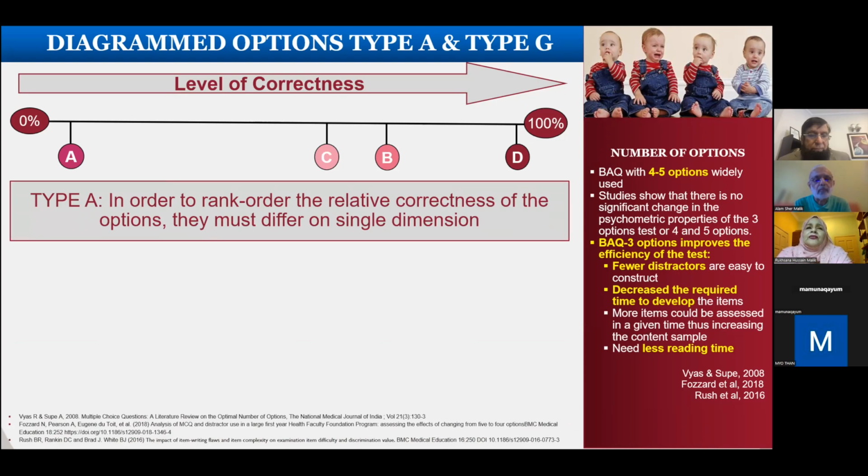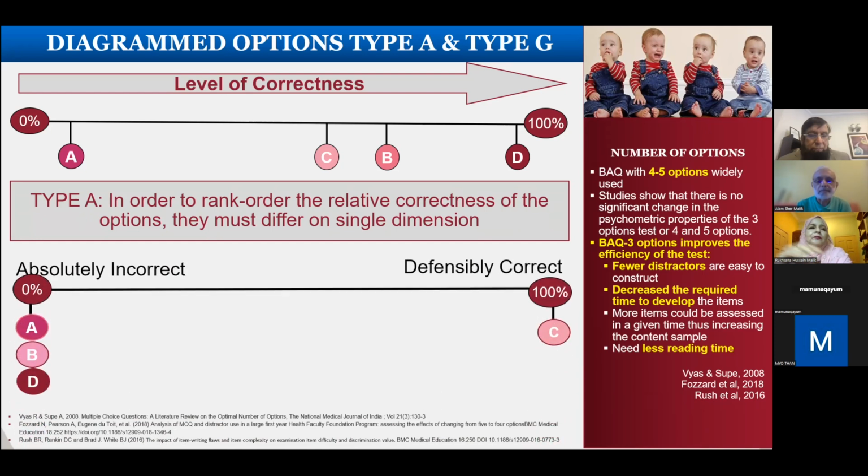In order to rank order the relative correctness of the options, they must differ on a single dimension, because we are putting them as which is the best from 0 to 100. So the questions should be on that same dimension. Either they are all the relations, all the nerves, all the investigations, all the diagnoses, differential diagnoses, whatever we are checking in this question, they should all be the same.